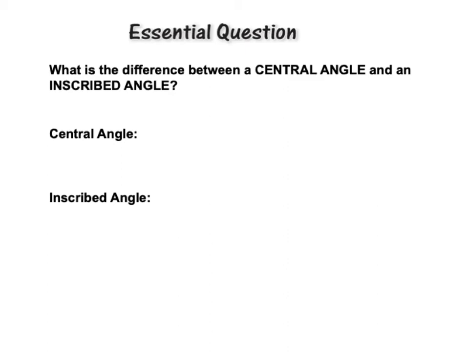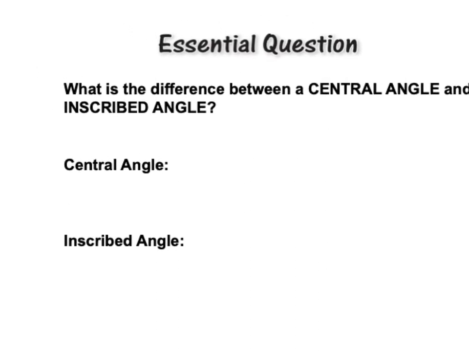Okay, so let's continue talking about circles. And if you recall from the last couple of sections, we have been talking about central angles. If you remember, if we have a circle with a center, a central angle is an angle whose vertex is at the center of the circle.